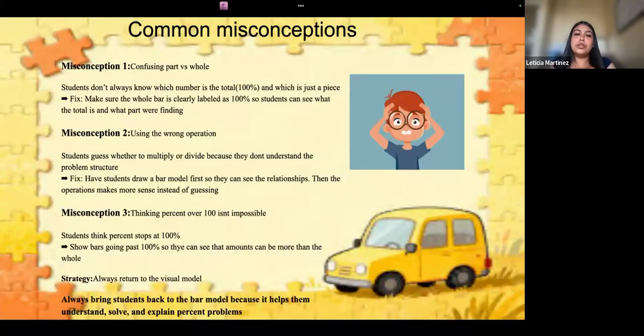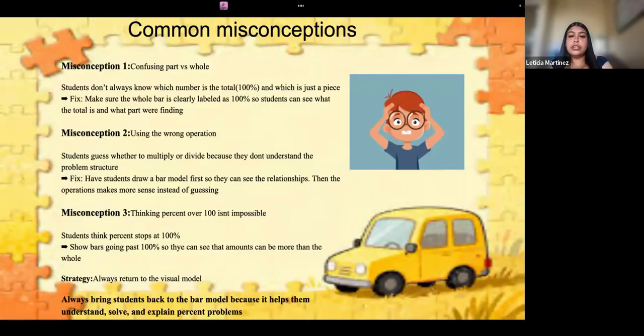There are three common misconceptions. The first one is confusing part versus the whole. So students don't always know which part is the total 100% and what's just a piece of the bar. To fix that, we make sure the whole bar is clearly labeled as 100% so students can see what the total is and what part we're finding.